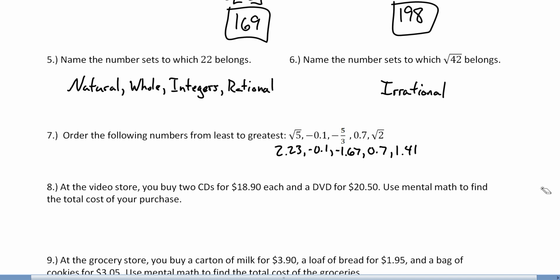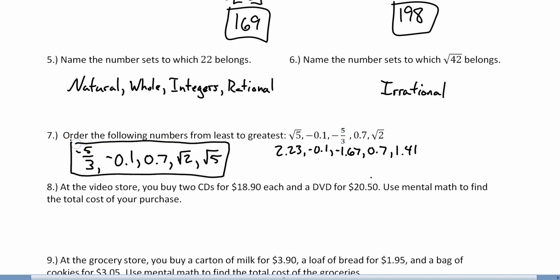And so if I want to go least to greatest, it looks like the smallest value I have here is the negative 1.67. And again, when I write it, I'm going to actually write it as the negative 5/3 first. I'm going to convert it back to the original format. The next number is the negative 0.1. The one that follows that guy, it looks like the 0.7. After that, it looks like the 1.41, which is actually the square root of 2. And then the largest one looks like the 2.23, which is actually the square root of 5. Okay, so it's important to convert them all to the same kind of unit. So I converted all of them to decimals so I can compare them. But then when I actually write these, I want to put them back in that original format. Okay.